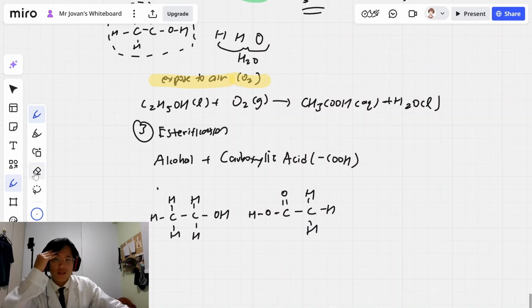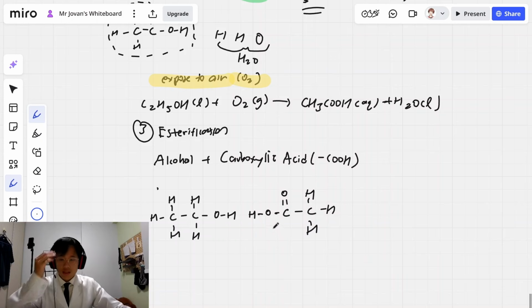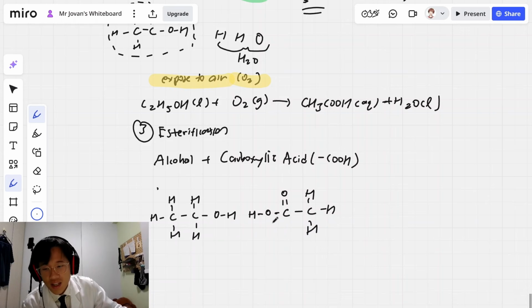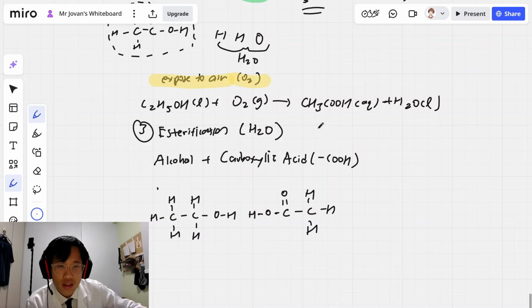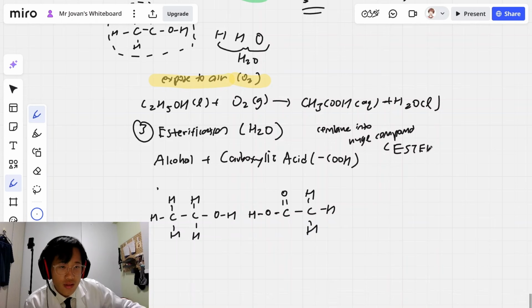Now, what happens during esterification? Here's what's going to happen. During this esterification, I want you to note that one of the products is water. Esterification means to combine these two into one huge compound. I'm going to write a note here: combine into huge compound. And these compounds are called esters. That's why it's esterification.